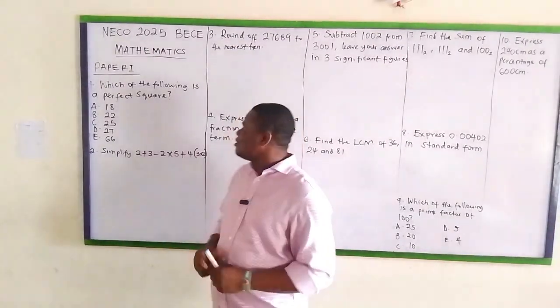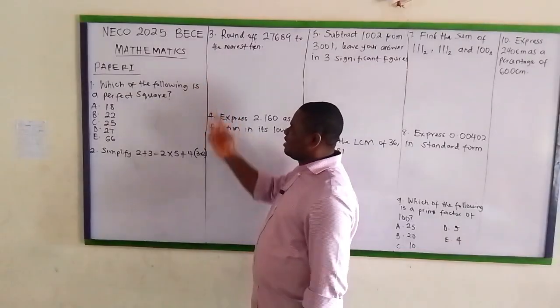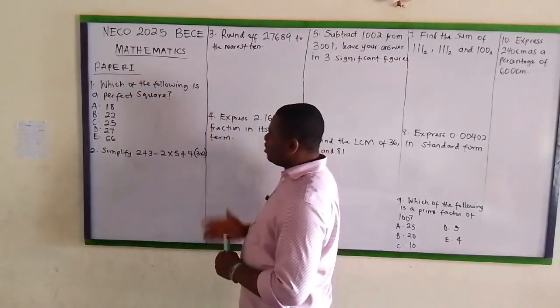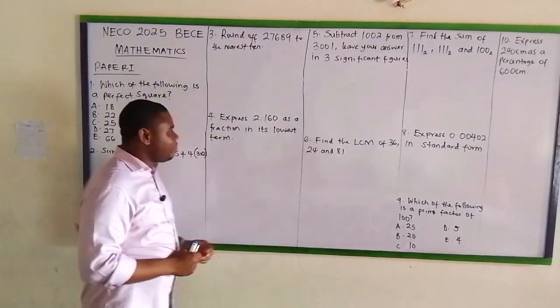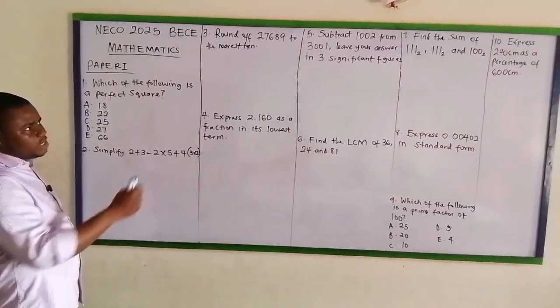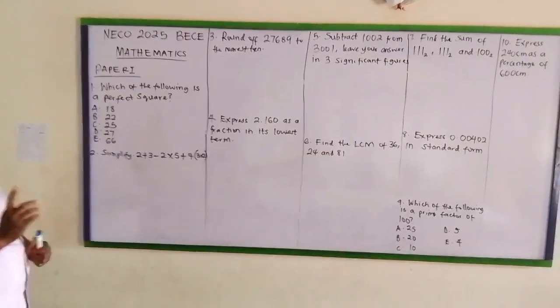Today our main focus will be on NECO 2025 BECE Mathematics, paper 1. Our focus basically will be from question number 1 to question number 10. Alright, now let's go to the first question.